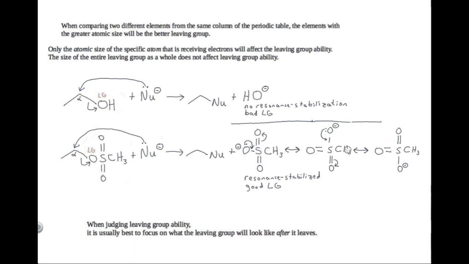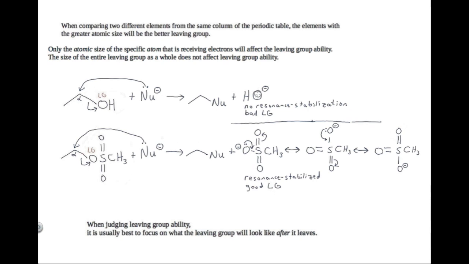possesses after it leaves. And you can see that the resonance allows this negative formal charge to be spread out among three different oxygens. The negative charge is spread out between this oxygen, and this oxygen in three different resonance structures. Well, remember, negative charges are more stable when they're more spread out. So the sulfonate is better able to stabilize its negative charge after it's left, which makes it easier for the sulfonate to leave in the first place, making the sulfonate the better leaving group.